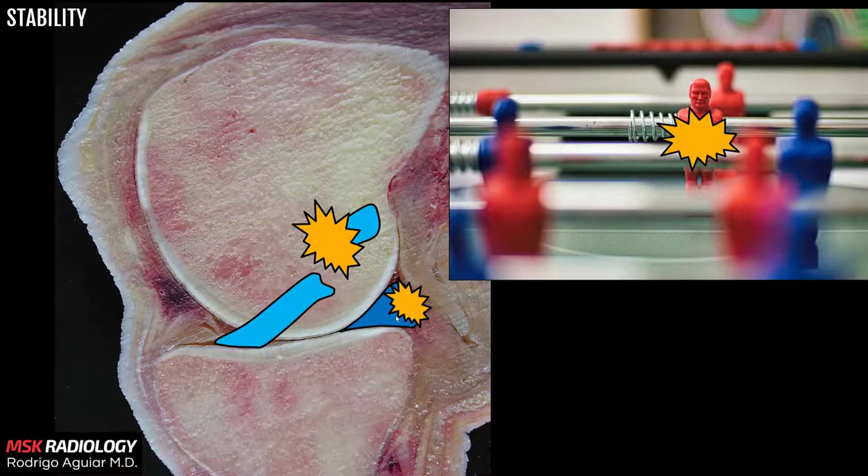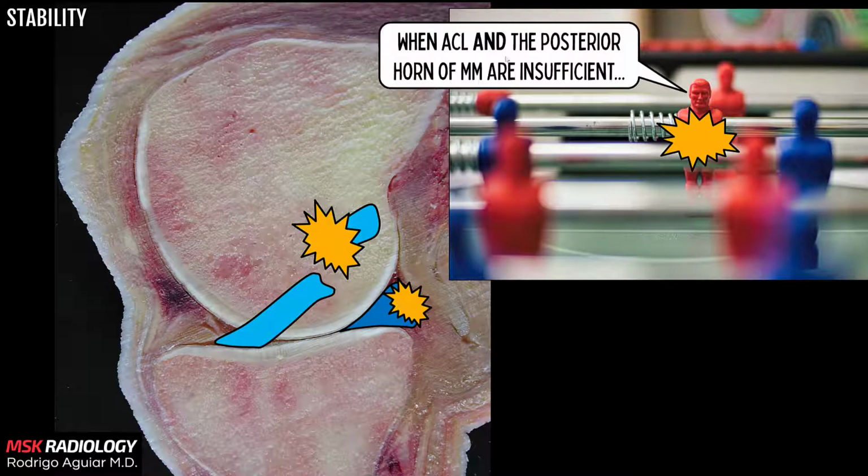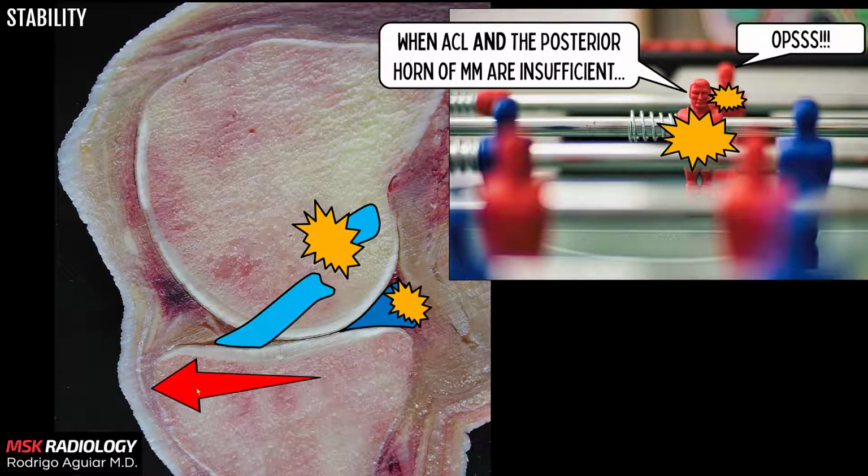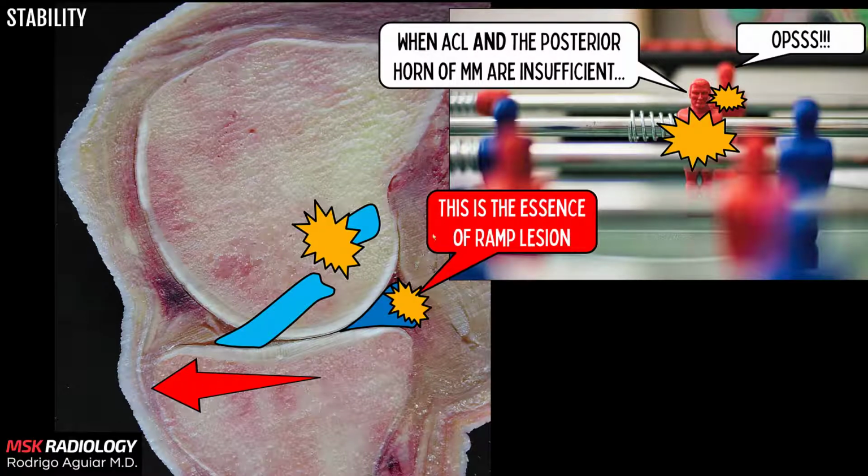But when the ACL and the posterior horn of the medial meniscus are insufficient, the tibia is free to translate anteriorly even more. And that is the essence of the meniscal ramp lesion, one of the hot topics in the orthopedic and the radiologic literature right now. And in this case, the surgeon may have to correct the ACL tear and the meniscal ramp lesion to achieve the best possible surgical result.